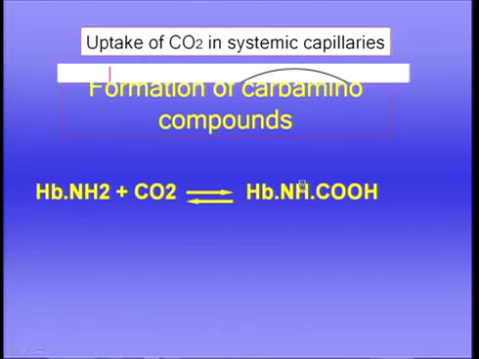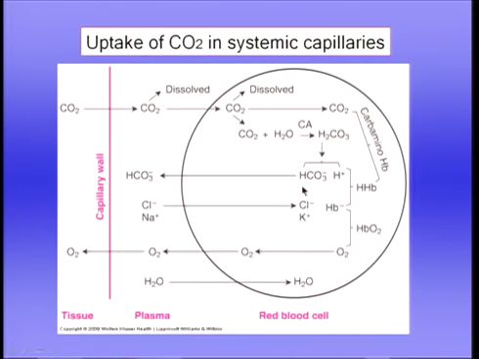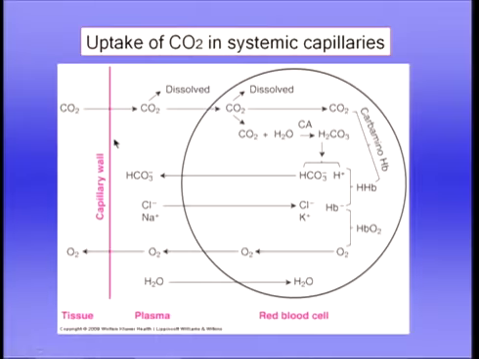Now the next slide looks pretty daunting at first, doesn't it? But it's actually a very useful way of pulling together all the factors involved in CO2 transport in the blood. And I'm going to go through it slowly, and I think you'll see that it makes a lot of sense, even though initially it looks very complicated and daunting indeed. And what we're looking at here is the uptake of CO2 by the blood in the periphery of the body.